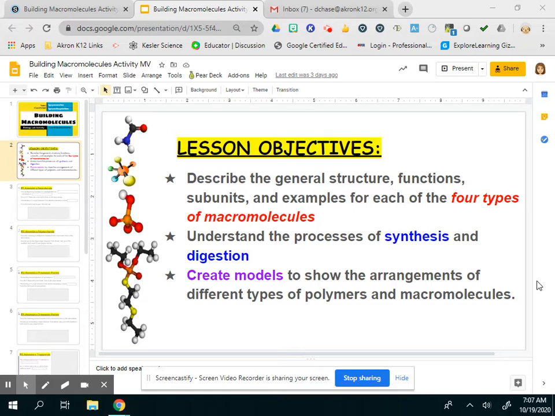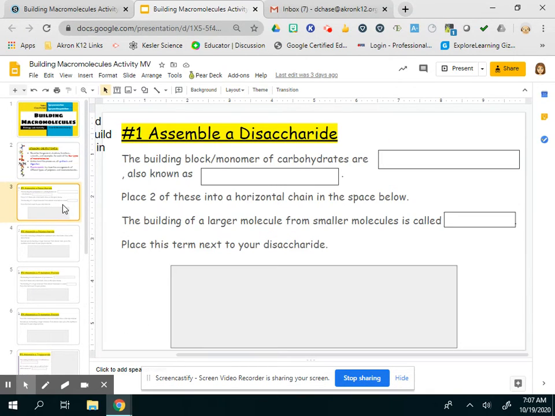Our objectives are to describe the general structure, functions, subunits, and examples for each of the 4 types of macromolecules. We want to understand the processes of synthesis and digestion, and we want to create models to show the arrangements of different types of polymers and macromolecules. So we'll go to the next page.